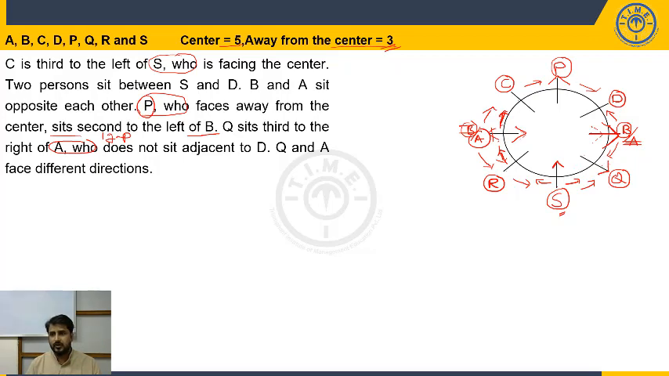Now, as we know, only 3 persons face away from the center: P, B, Q are facing away from the center. So the remaining 5 will be facing towards the center. So D is facing the center, C is facing the center, R is facing the center.